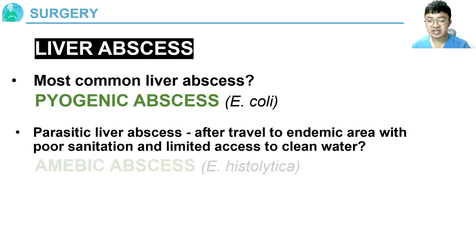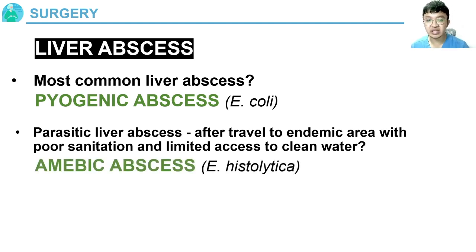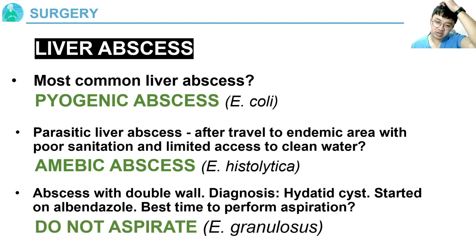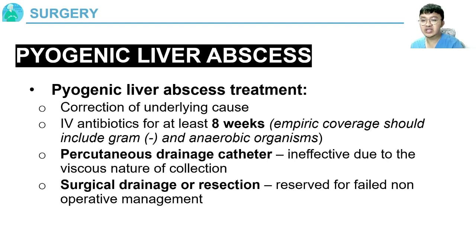So again, parasitic, you have your E. histolytica or Entamoeba histolytica. If you have double wall, you don't aspirate. It's a trick question because your E. granulosus causing your hydatid cysts, when they explode and reach the blood circulation, are going to cause anaphylaxis. How do you treat pyogenic liver abscess? You correct the underlying cause. You give IV antibiotics for at least 8 weeks.